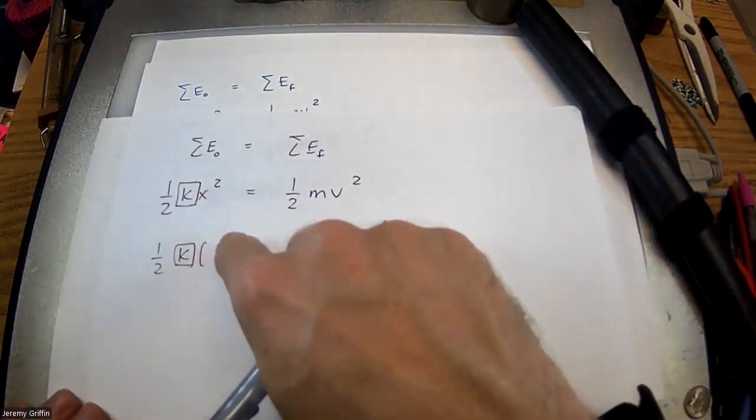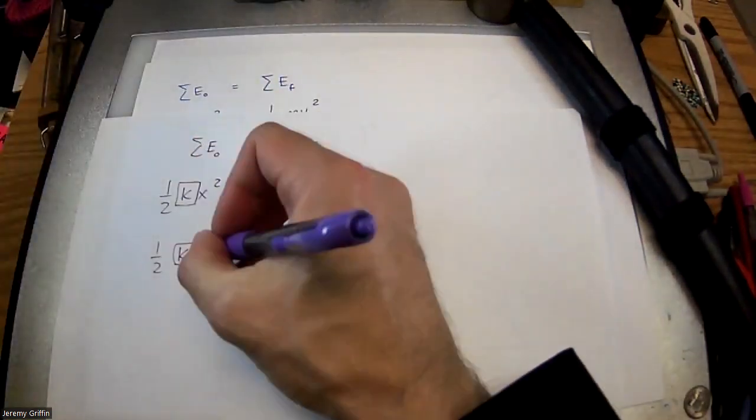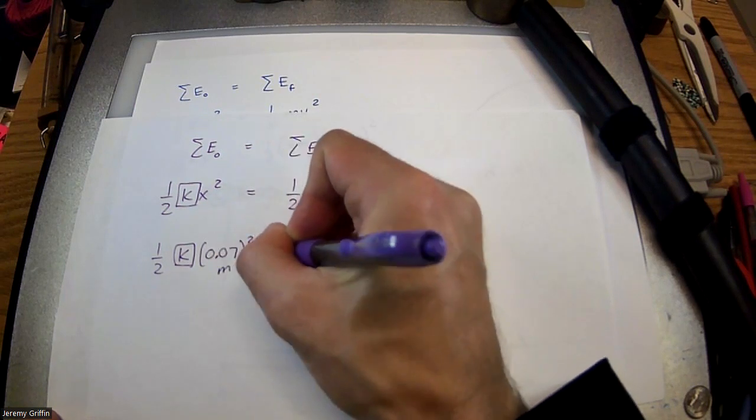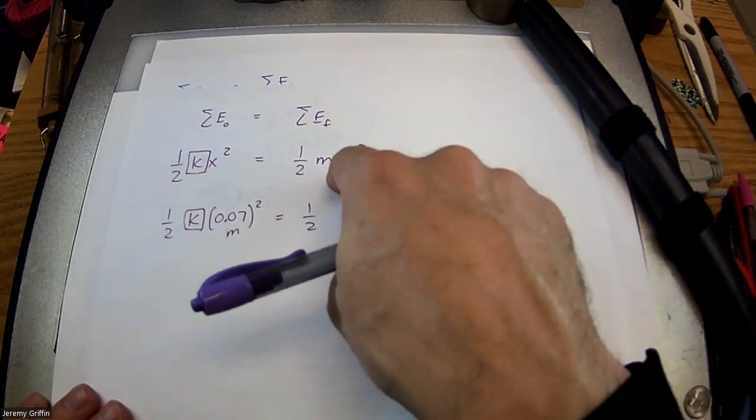The x, the spring compression, I just measured that at 7 centimeters. So I'm going to call that 0.07 meters. That's being squared. That is equal to, okay, so this spring potential energy is equal to this kinetic energy.